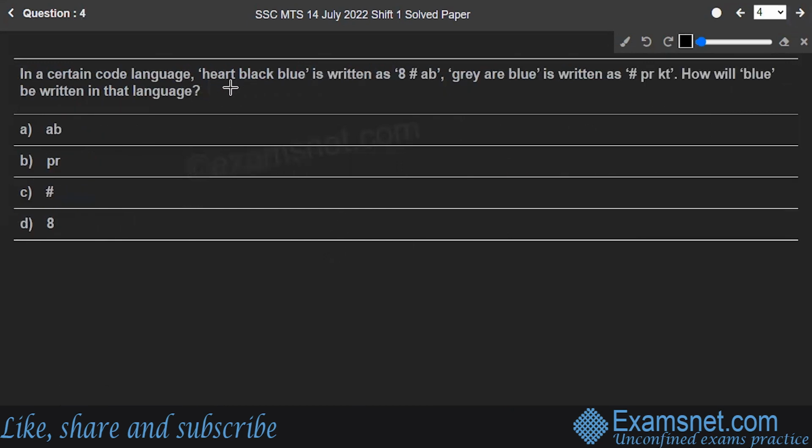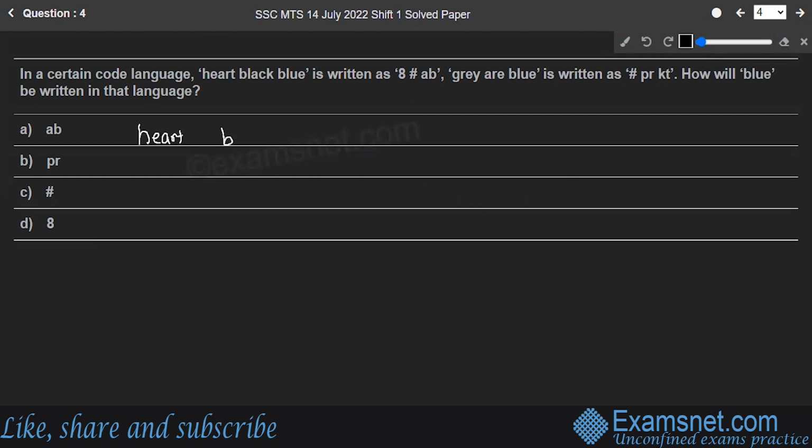In a certain code language, heart black blue is written as this. Gray or blue is written as this. How will blue be written in that language? So this is a code language, right? Let's write it first. So first thing, heart black blue.